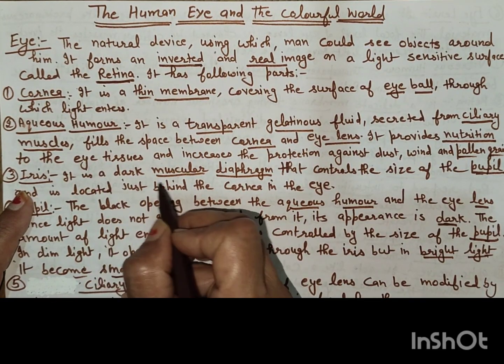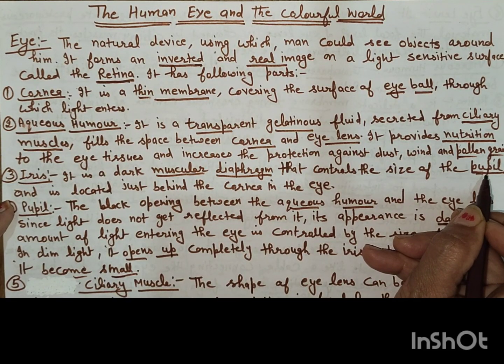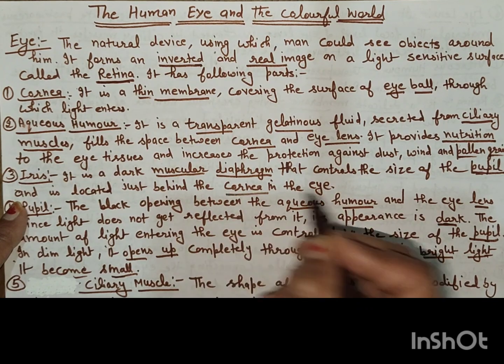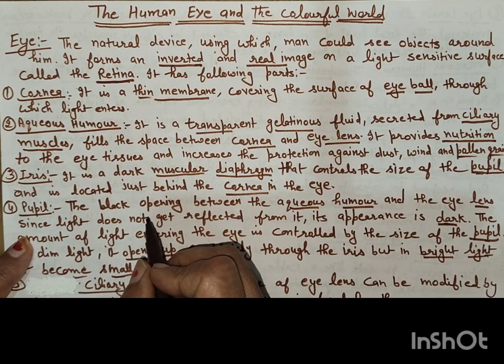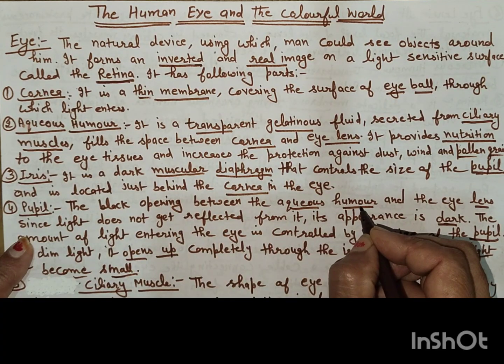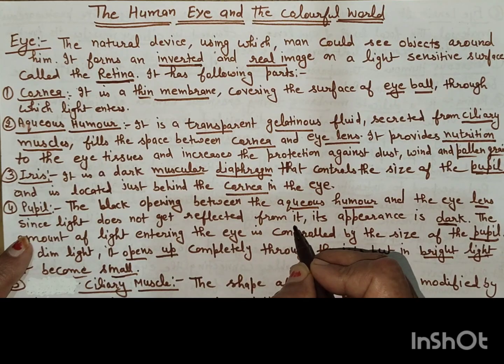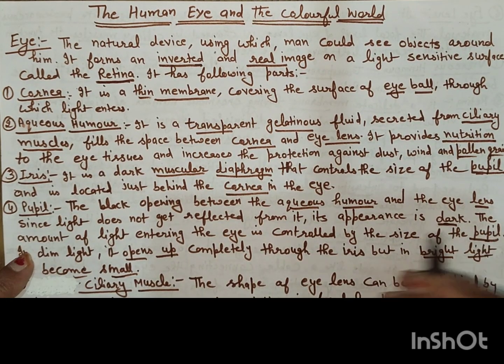Iris. Iris is a dark muscular diaphragm that controls the size of the pupil and is located just behind the cornea of the eye. Pupil. Pupil is a black opening between the aqueous humor and the eye lens. Since light does not get reflected from it, its appearance is dark, and the amount of light entering the eye is controlled by the size of the pupil.